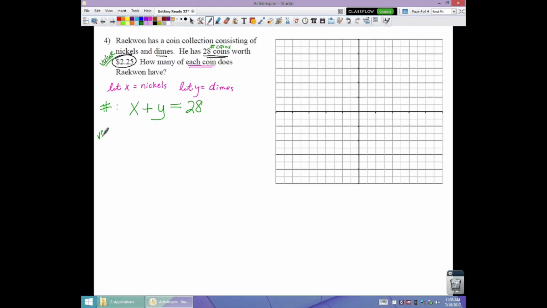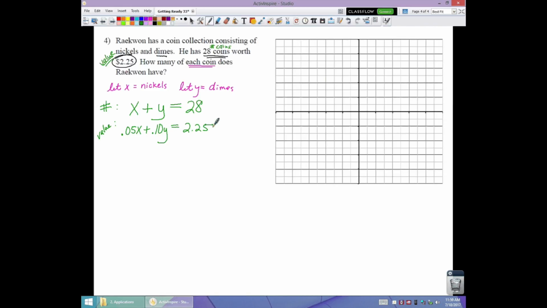Now the equation representing their value, I need to know, it's not written in the problem, but hopefully you know that a nickel is worth 5 cents and a dime is worth 10 cents. So all of those X nickels are worth 0.05 X, and all of those Y dimes are worth 0.10 Y, and the value of nickels and the value of dimes combined is $2.25.